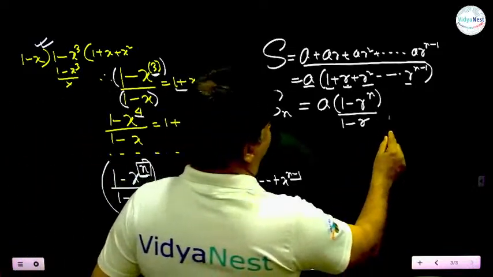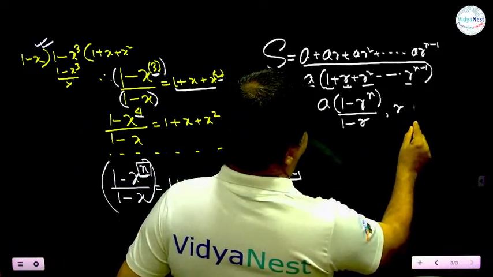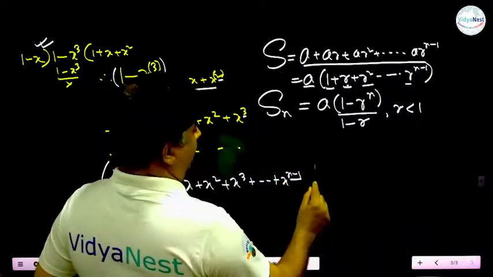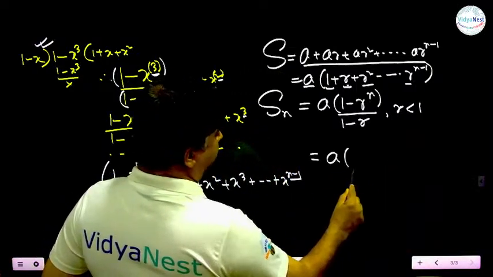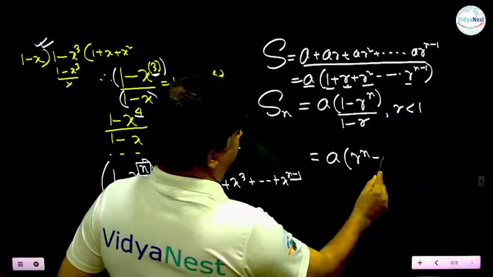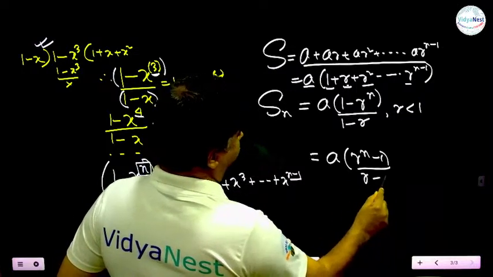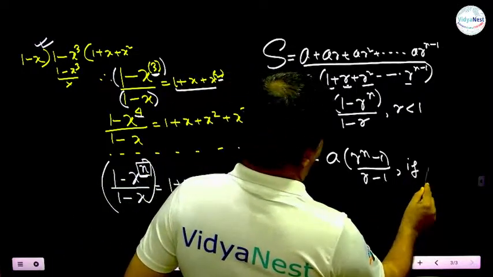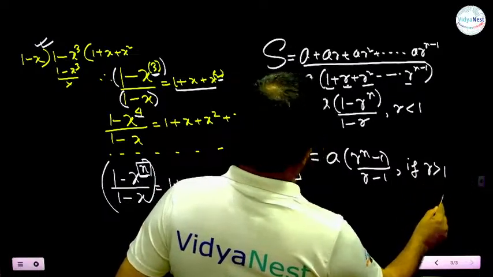Here r less than 1. And if r is greater than 1, only it will be in reverse form. Sn.